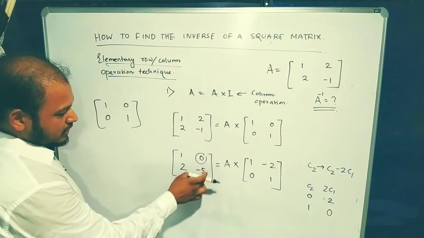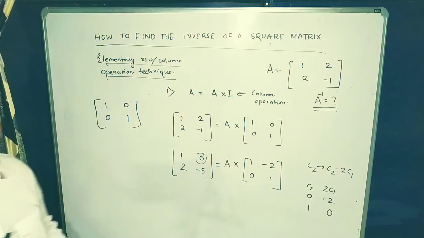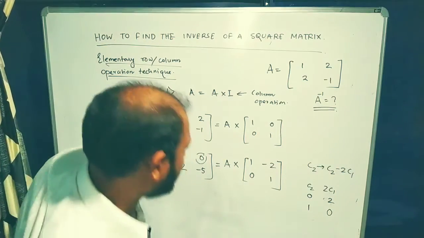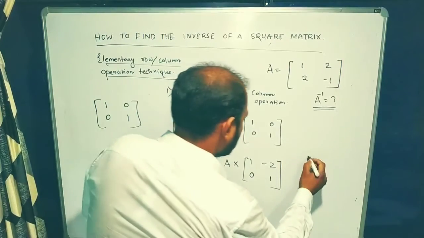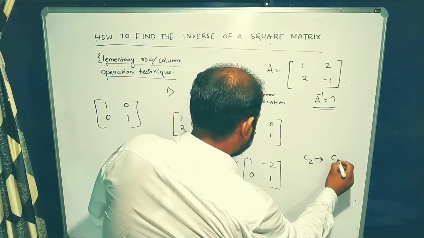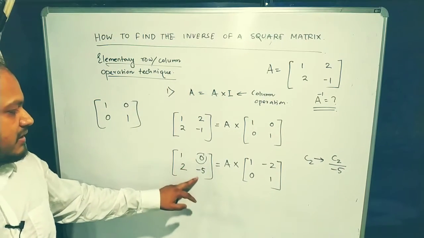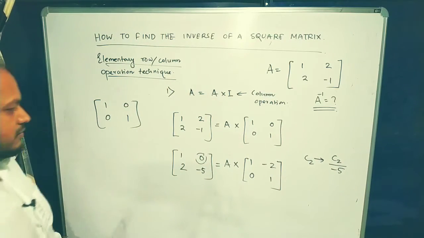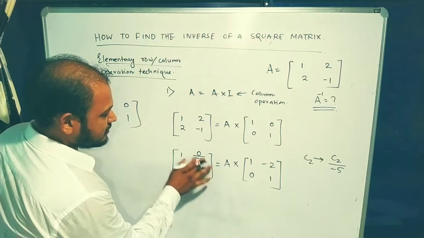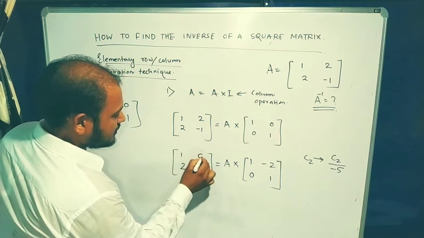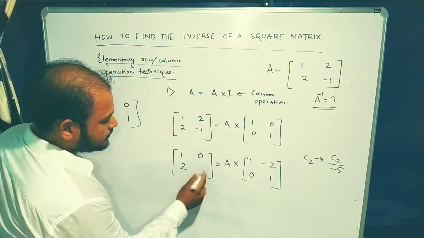So how can we make a 1 here? Can we divide this entire column with the number minus 5? Yes, we can do that. So in our next elementary column operation, we can do that second column getting changed to C2 divided by minus 5. So if we divide this entire column with the number minus 5, see what happens. So 0 divided by minus 5 is nothing but 0. Minus 5 divided by minus 5 is nothing but 1.